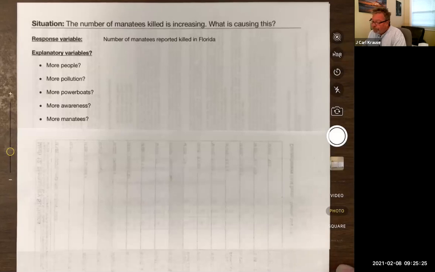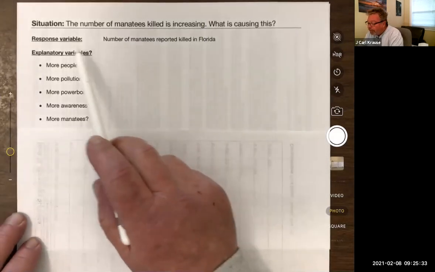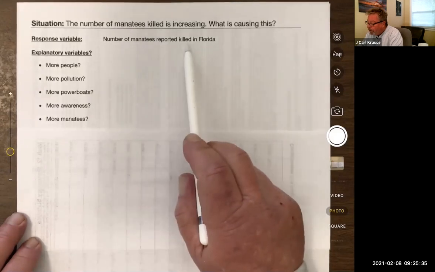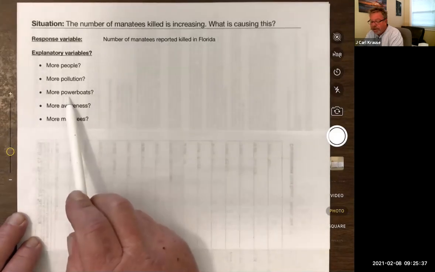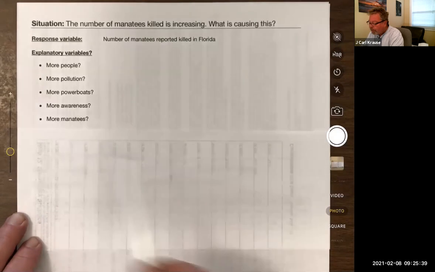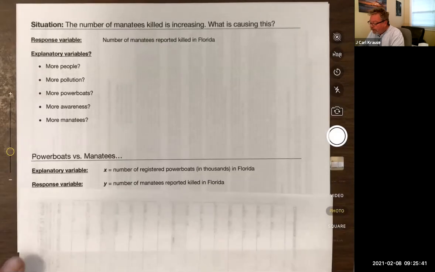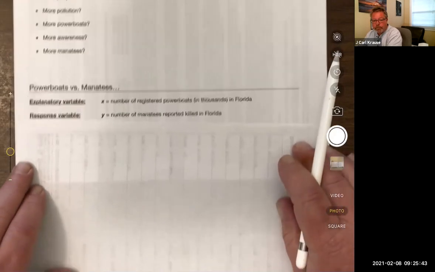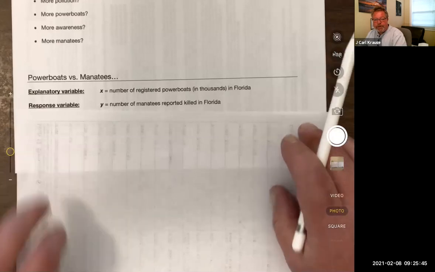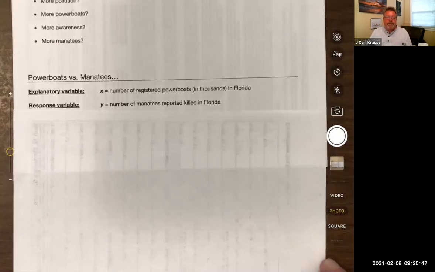And so for this discussion, I'm going to choose that middle one, more power boats. What I want to do is look at the number of manatees reported killed in Florida versus the number of power boats that we've got. That's the analysis that we're going to run for this example. Our explanatory variable is going to be the number of registered power boats in thousands in Florida.